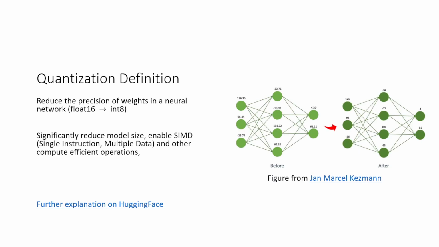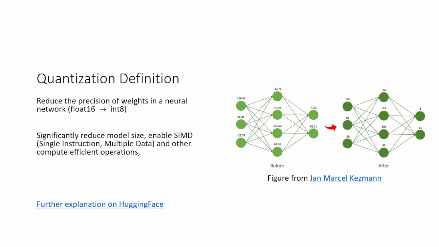So quantization, we're going to get into some quick definitions before we go into the actual paper, because I think it'd be useful to have some context before jumping into the improvements. Quantization reduces the precision of weights in a neural network. What this really means is that you're reducing the bit width, or the number of bits required to represent a number. This is incredibly useful because it means that you can store more numbers within the same amount of memory. And this significantly reduces model size and compute time. It can enable things like SIMD as well as some other compute efficient operations.